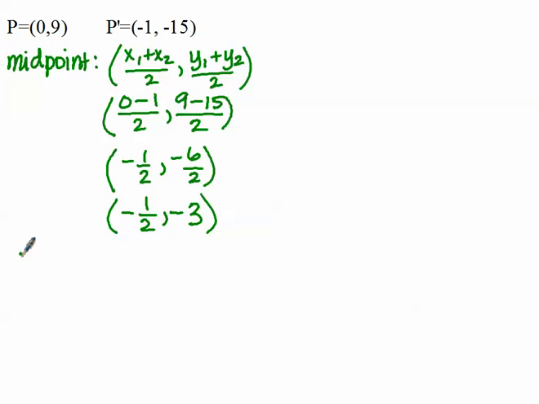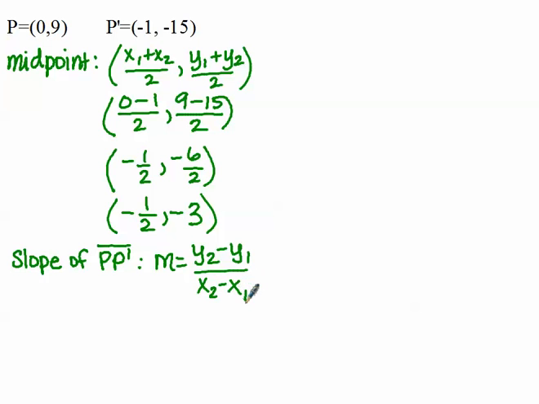Okay, now we need the slope of the segment. m equals (y2 minus y1) over (x2 minus x1). So negative 15 minus 9 over negative 1 minus 0. Negative 24 over negative 1 equals 24.